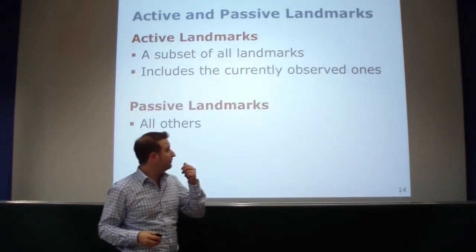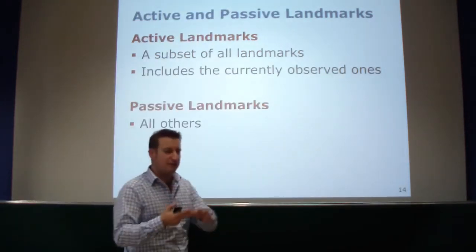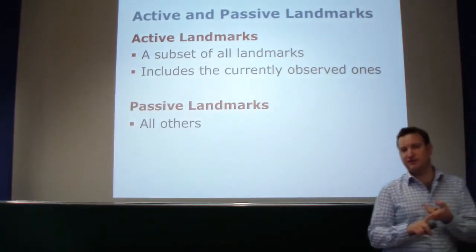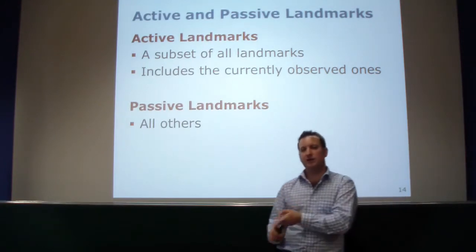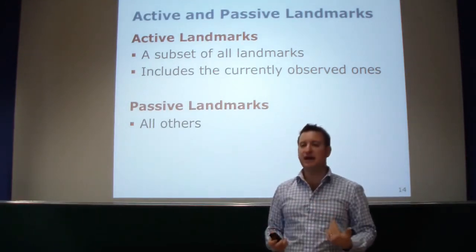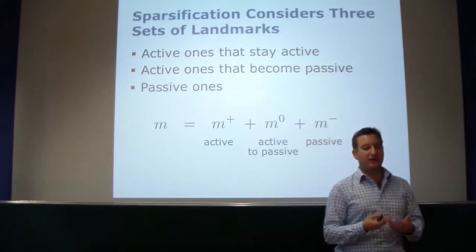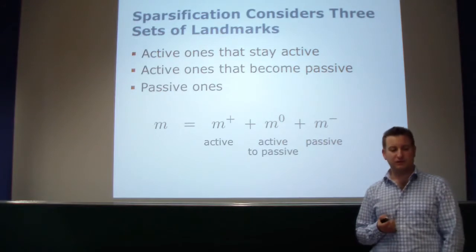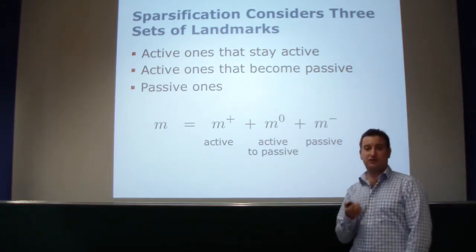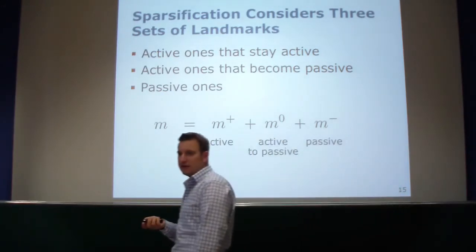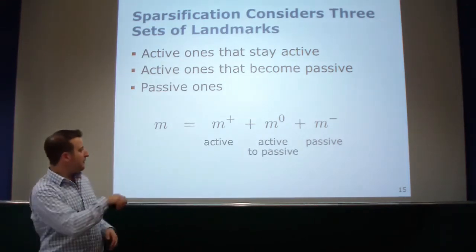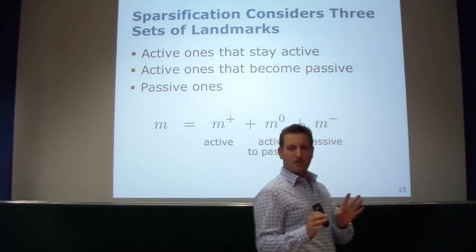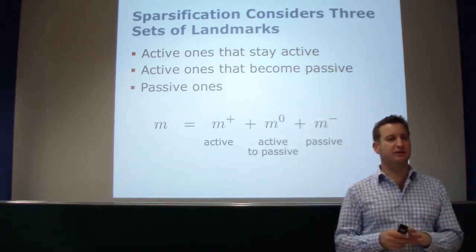So we have 2 or 3 types of landmarks: the passive ones, the active ones, and in the special case of the sparsification, the active ones which become passive. Because these are the ones for which we want to eliminate the links. So we can split m, the number of landmarks we have, into m plus, which are the active ones, m0, which are the so far active ones that should, after the sparsification step, be passive, and m minus, which are the passive ones. Okay, any questions about that? That's kind of clear.